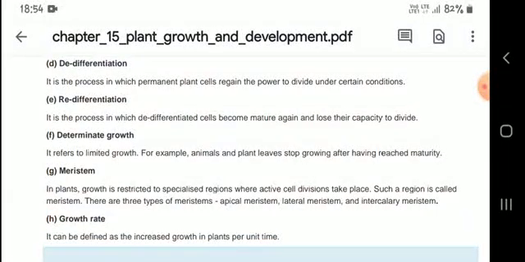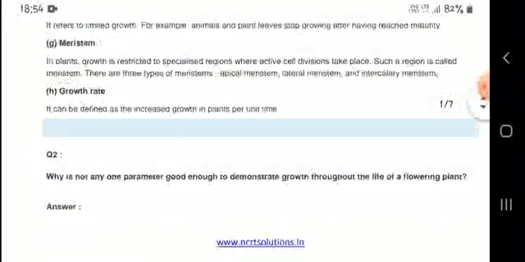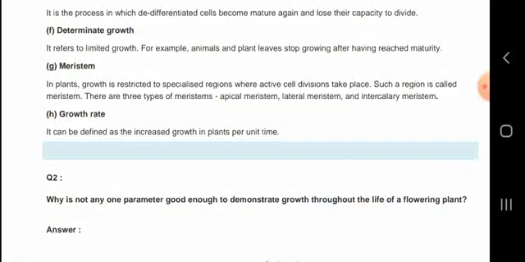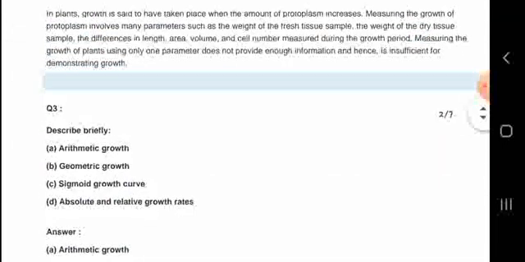Meristem, so in plants growth is restricted to specialized regions where active cell division takes place. Growth rate, so it can be defined as the increase in growth in plants per unit time. So no one parameter is good enough to demonstrate growth throughout the life of a flowering plant. So in plants, many parameters such as weight of fresh tissue sample, the weight of dry tissue sample, and other things are used.